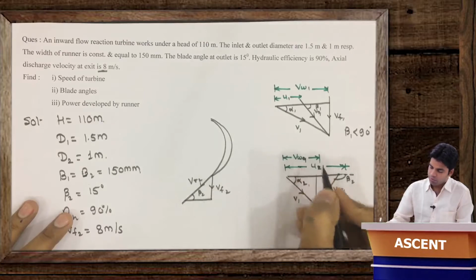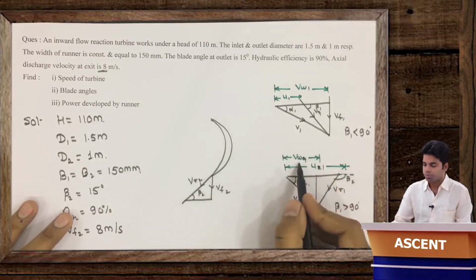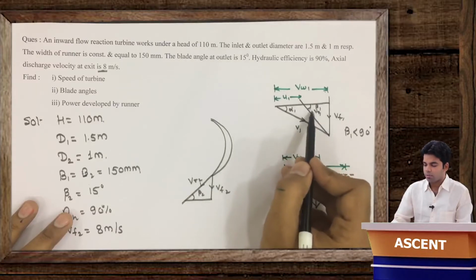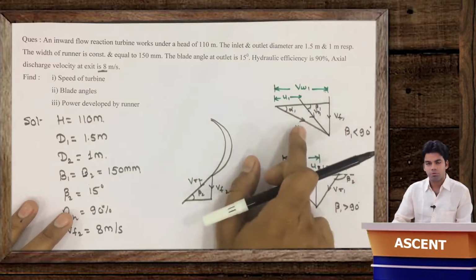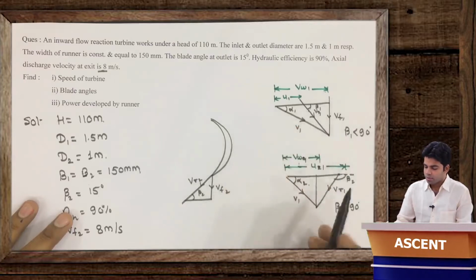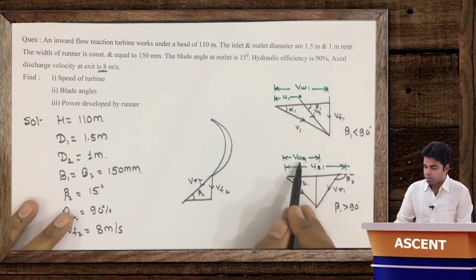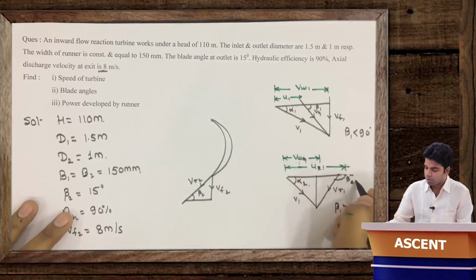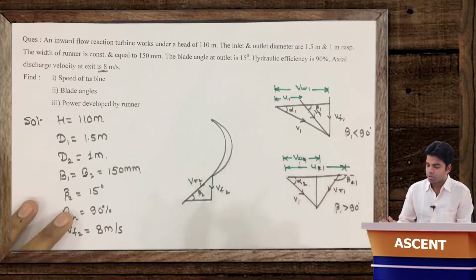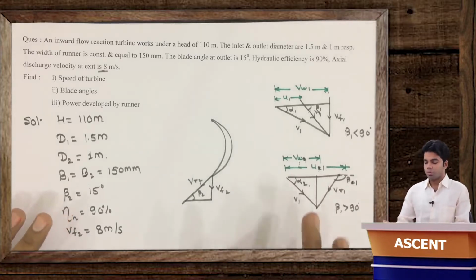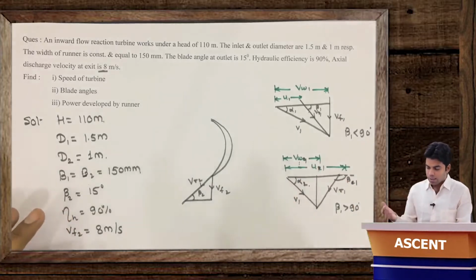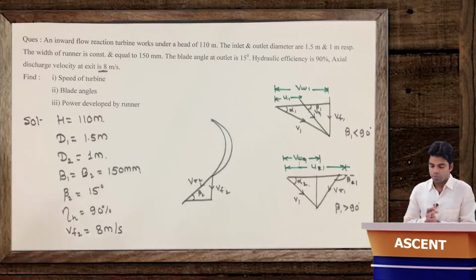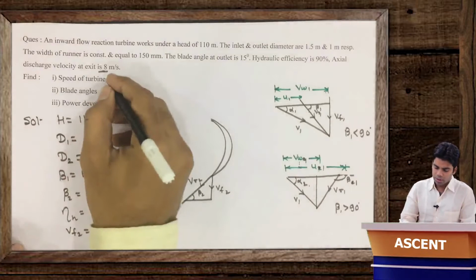If this U1 is less than Vw1, then obviously this beta 1 will be less than 90 degree and velocity triangle would be like this. And if this U1 is greater than Vw1, then beta 1 will be greater than 90 degree and velocity triangle would be like this. Okay, so we cannot draw inlet triangle without knowing whether this U1 is greater than or less than Vw1 or not. The very first thing we have to determine is the speed of turbine.